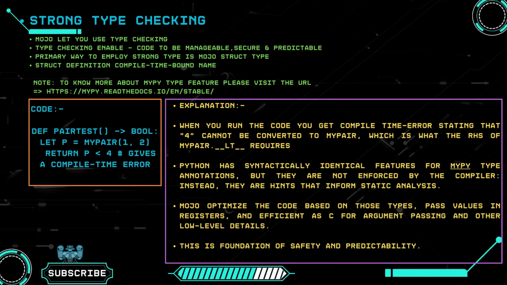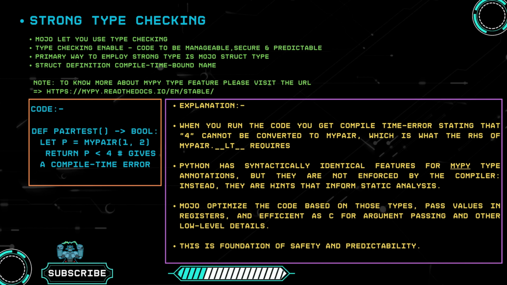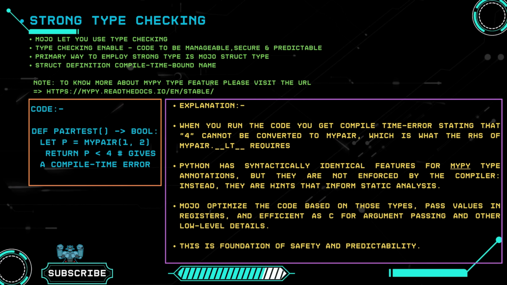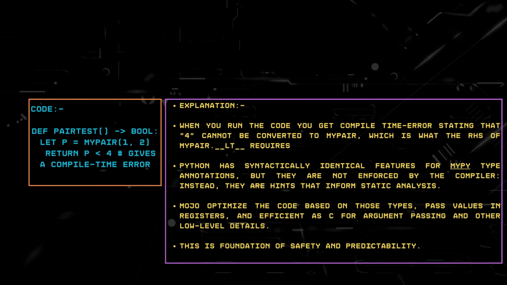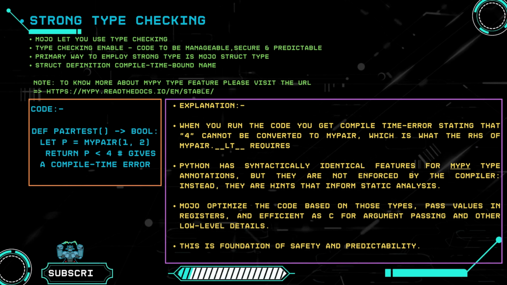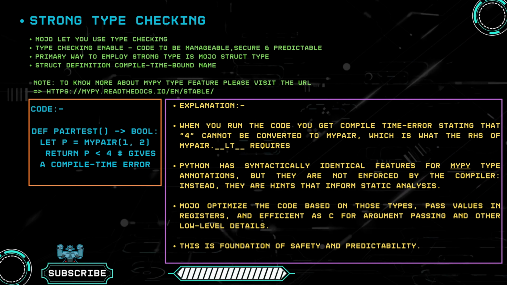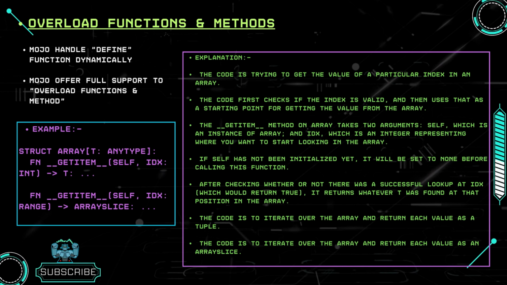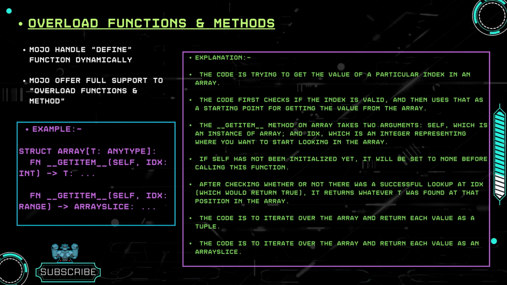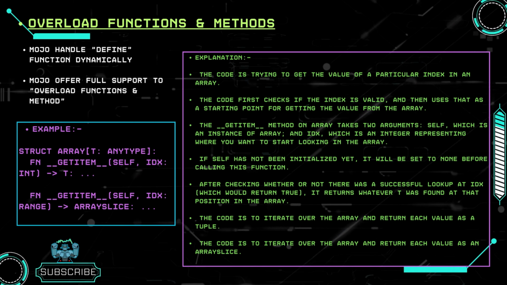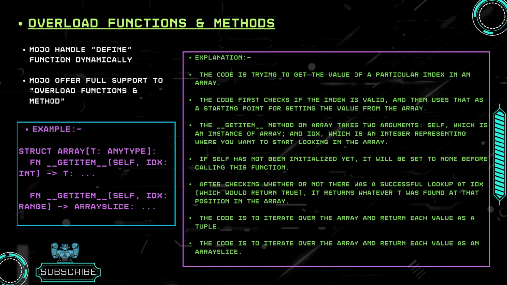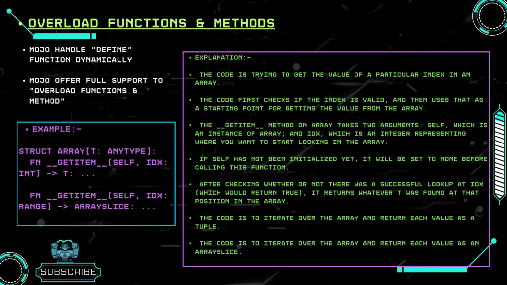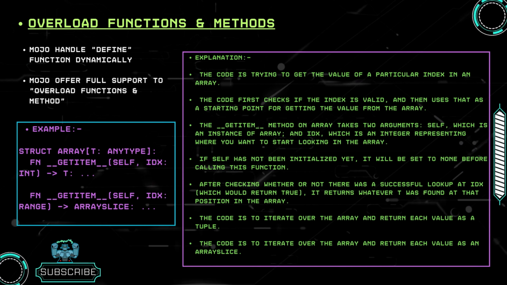Mojo optimizes the code based on those types, passing values in registers, and is as efficient as C for argument passing and other low-level details. This is the foundation of safety and predictability. Overload functions and methods. Mojo handles defining functions dynamically. Mojo offers full support to overload functions and methods. Go through the syntax and try to understand the explanation.